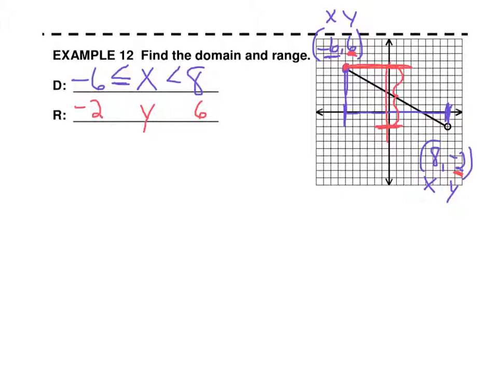So can it equal negative 2? Because there's an open circle here, y cannot equal negative 2. I'm sorry, y is greater than negative 2, but because of the closed circle, it's less than or equal to 6. Okay, well, I hope that's a good review on that particular problem.